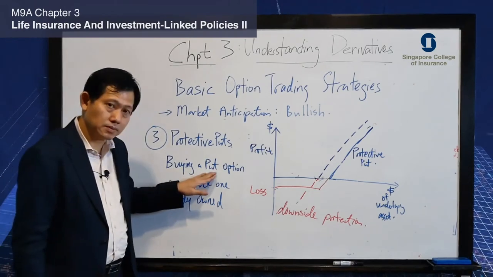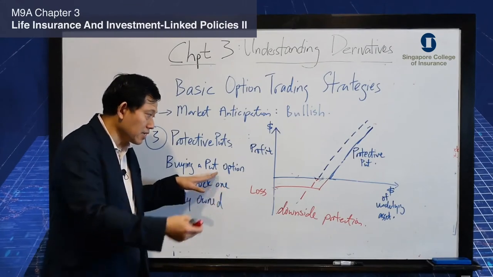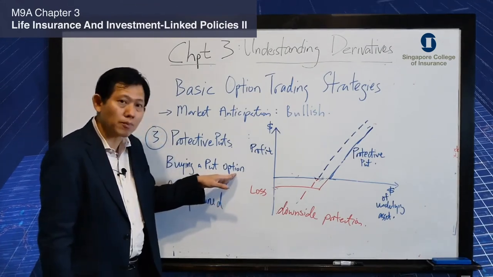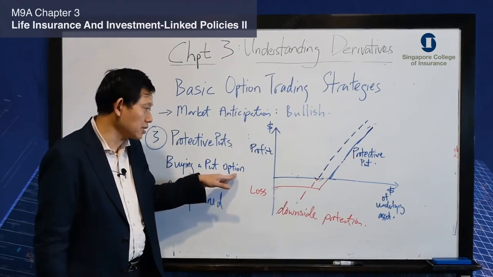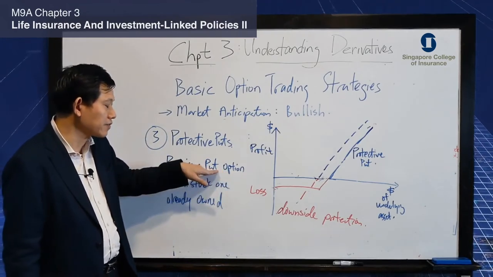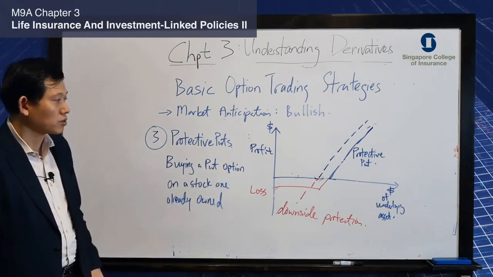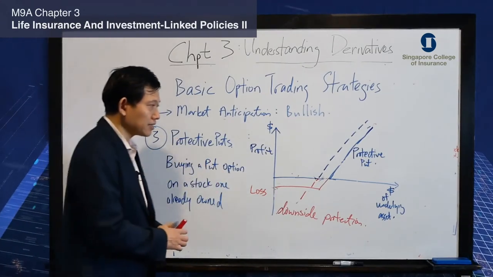What is a put option? It's the option for you to sell at a specific price. And it's an option. You are under no obligation to exercise it. If it's not in your advantage, you can just simply let it lapse. The maximum loss that you can have is the premium of the put option. All right? So, graphically, it is going to be like this.